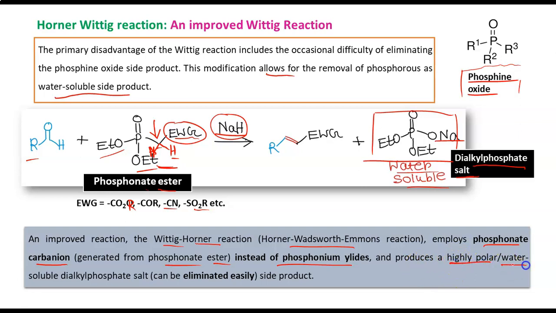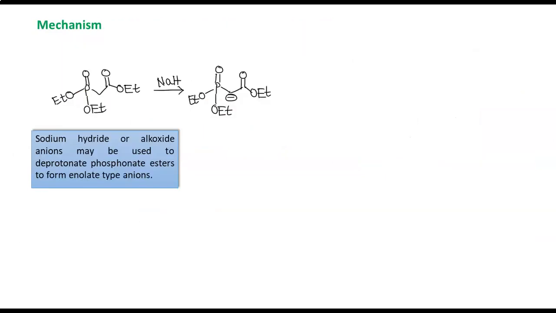It produces a highly polar, that means water soluble, dialkyl phosphonate salt, and it can be eliminated easily. But if we consider phosphonium ylide, then this type of phosphine oxide will be produced, which is not water soluble, so its removal will be difficult. Now, what will the mechanism be in this reaction? In the next slide we will see that.